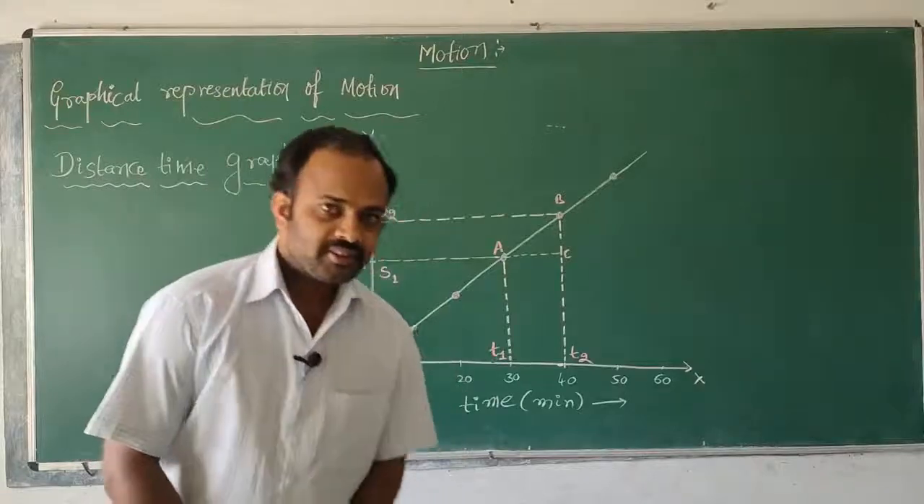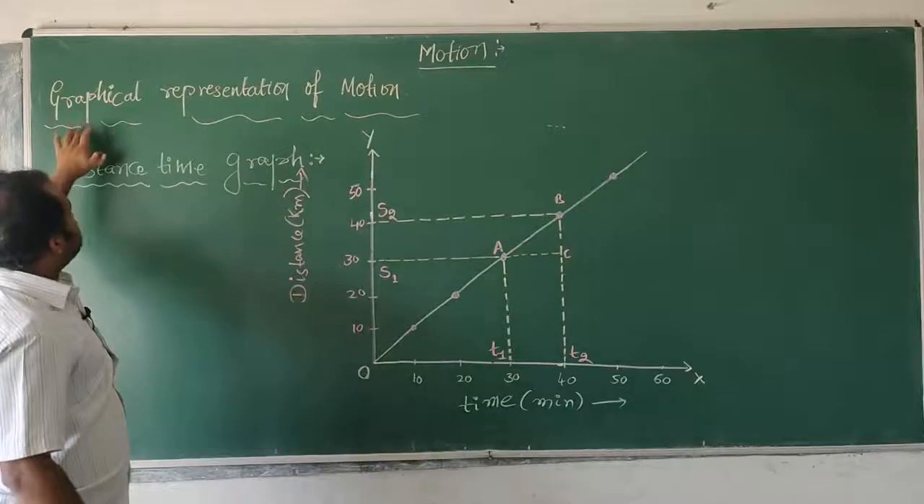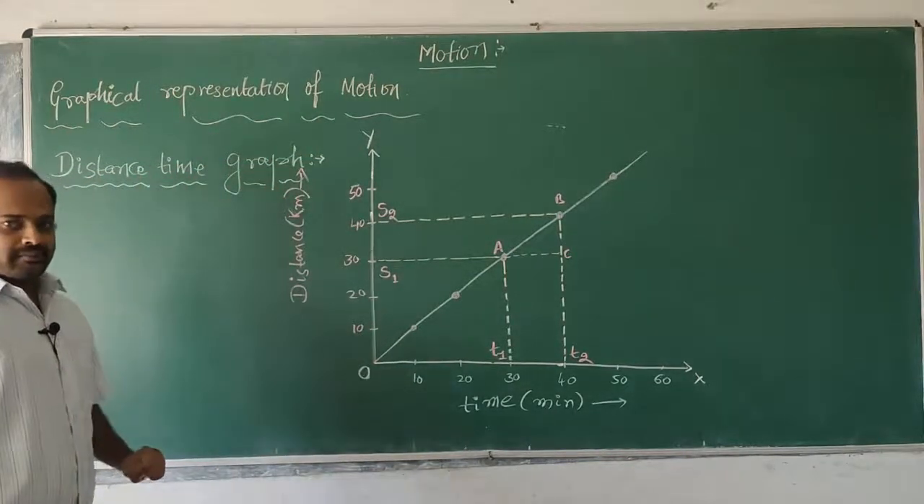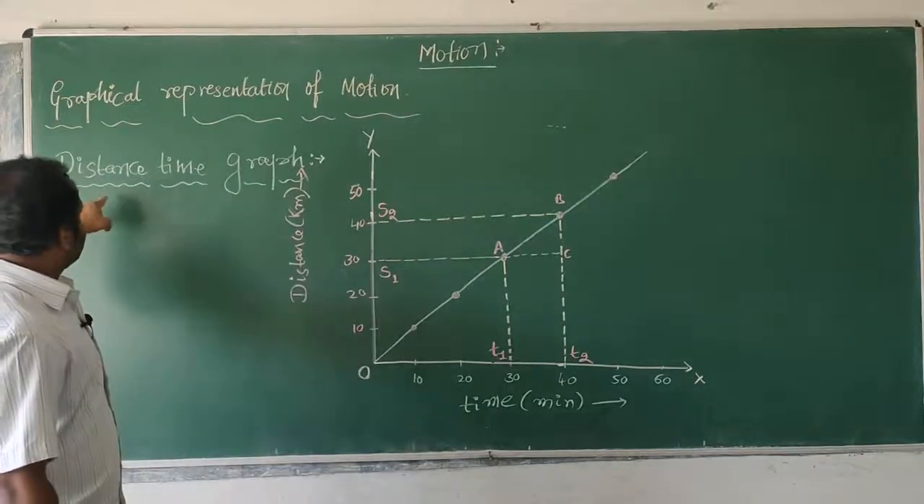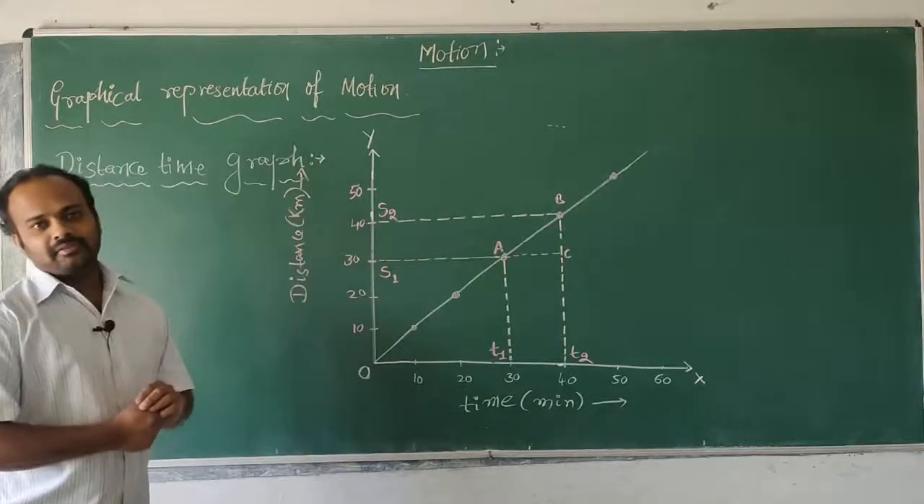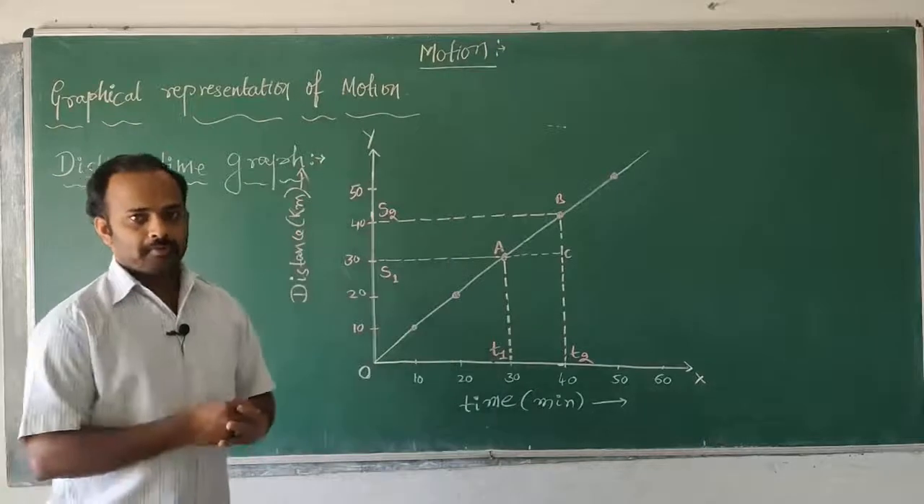Good morning, students. In today's class, we are going to learn about the graphical representation of motion. We have two types of graphical representation of motion: one is the distance time graph, and another one is the velocity time graph. Then, what is graphical representation of motion?